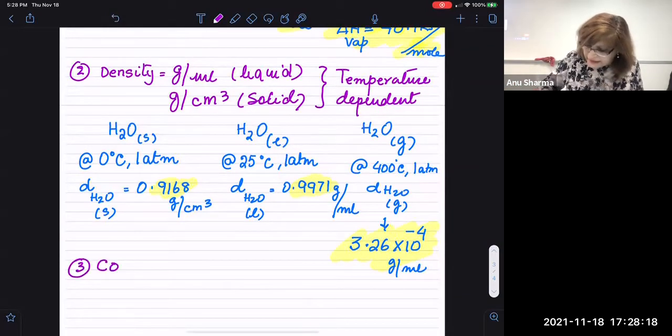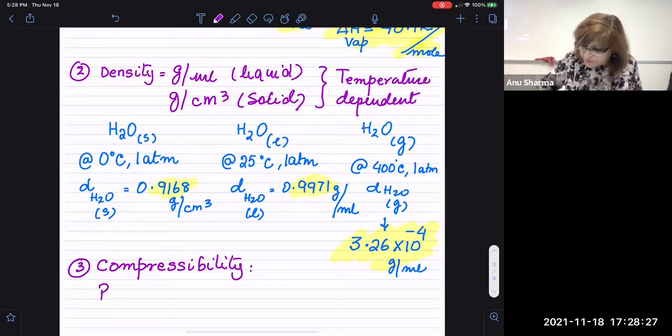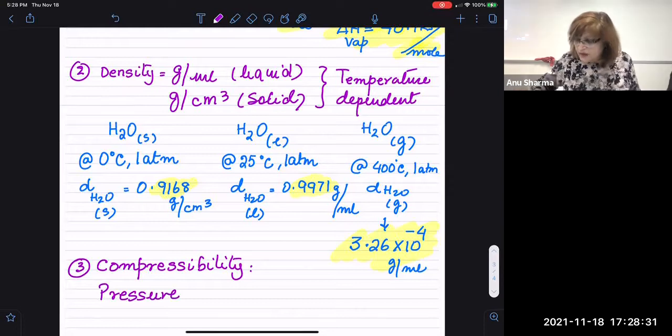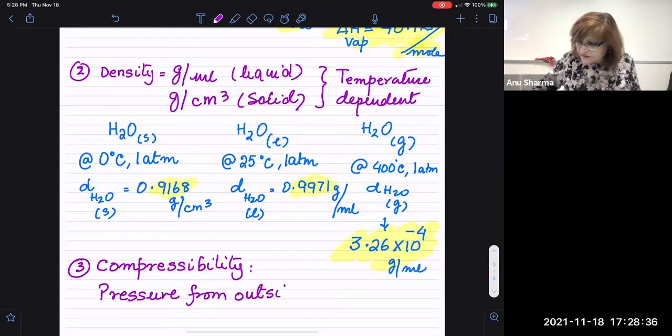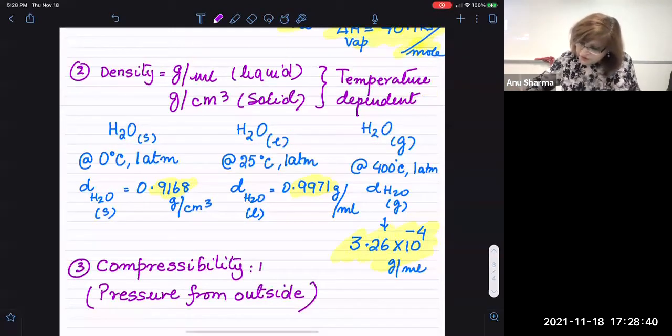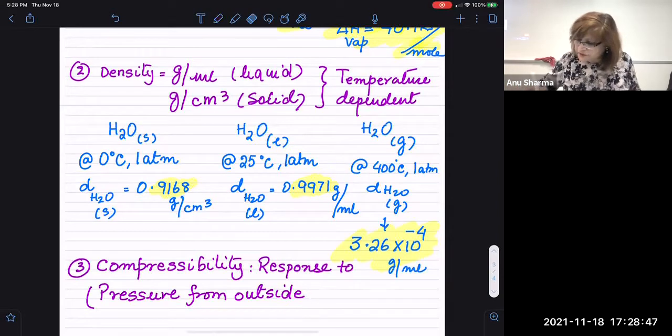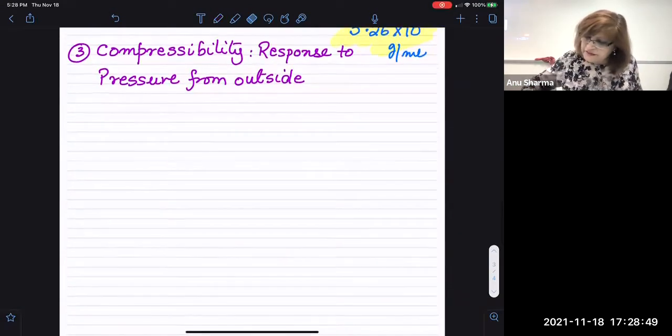Now compressibility is when you put pressure on something and you compress it. So pressure from outside. What is the response when you put the pressure from outside? So a response to the pressure from outside. Okay. So let's look at this now.